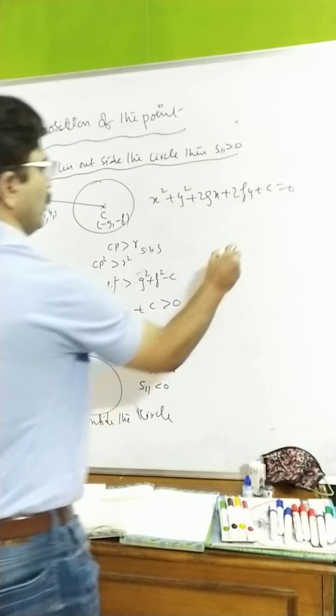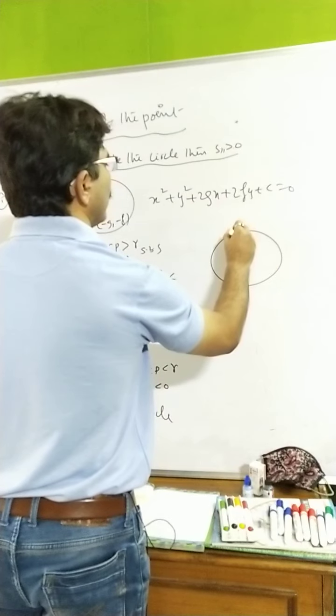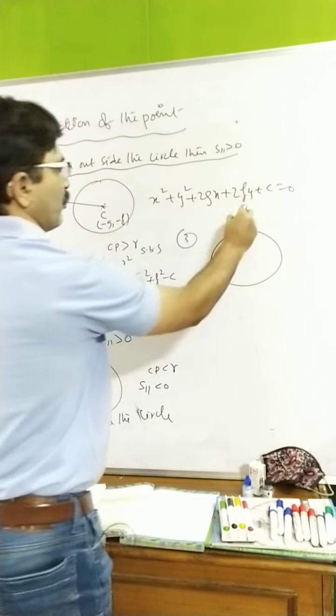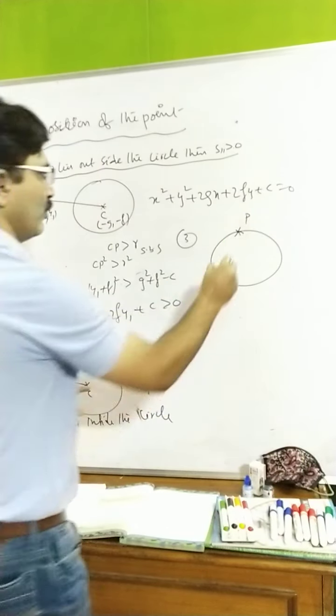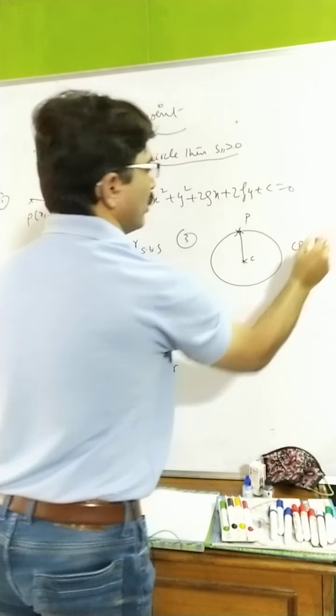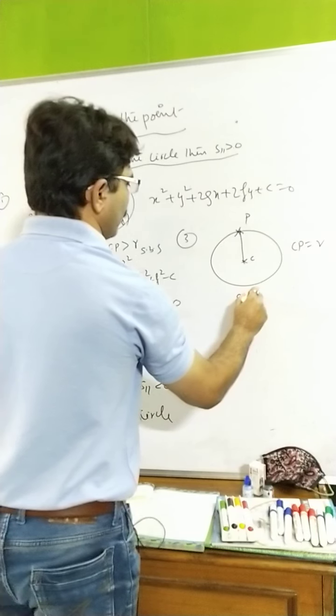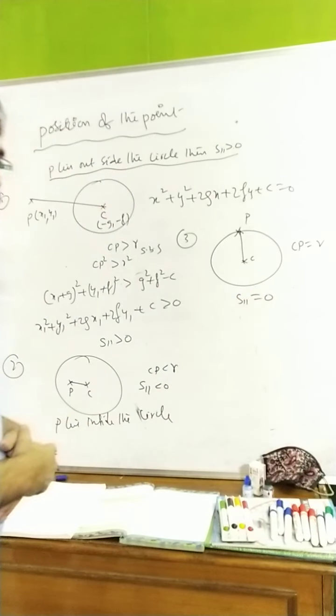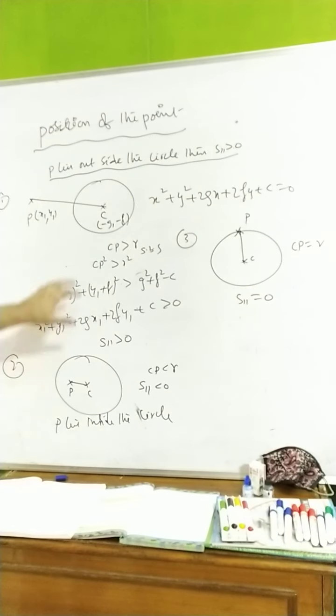Another one. You see here, the third case: P lies on the circle. What is going to happen? This is CP. CP is equal to R. That is, S11 is equal to 0.